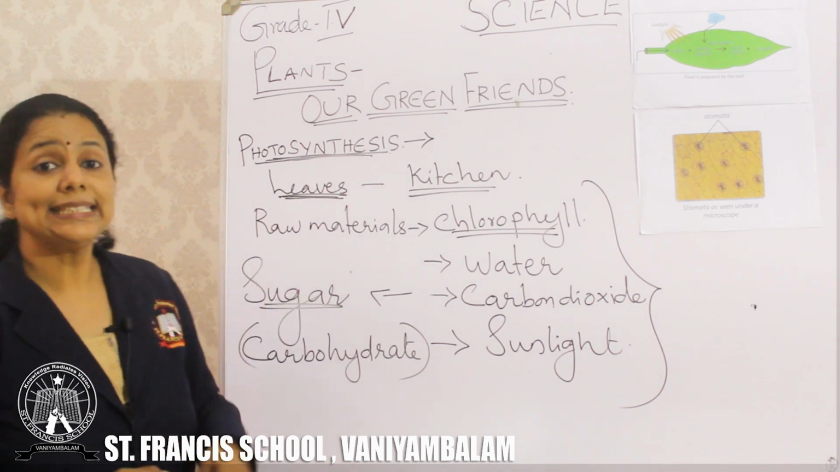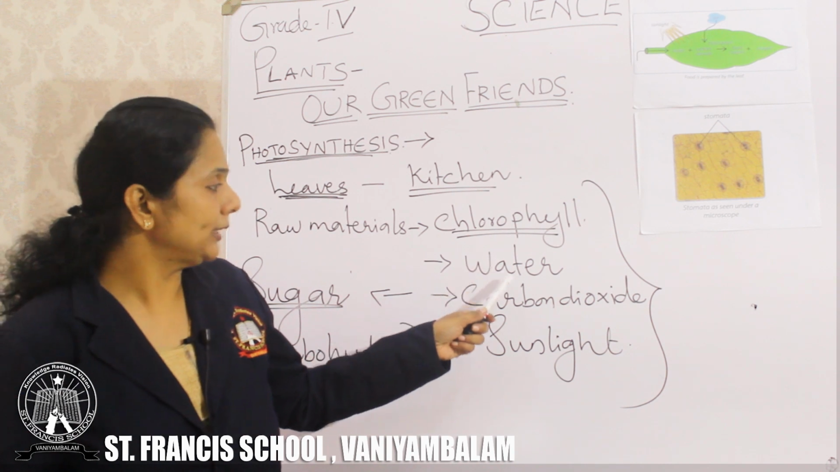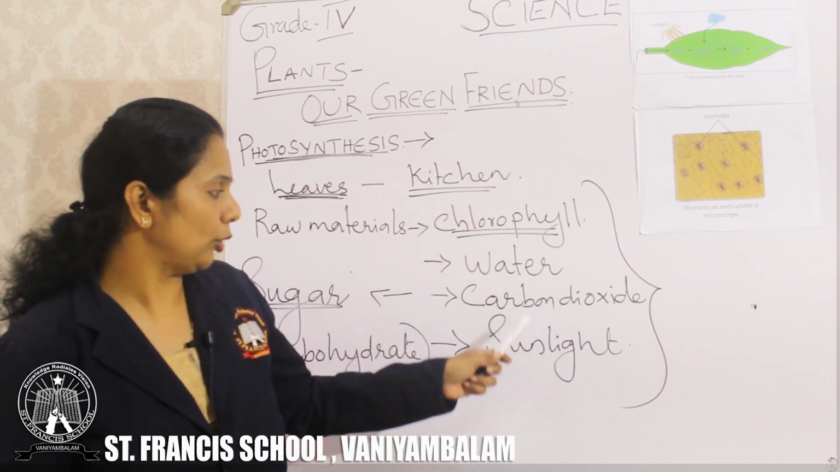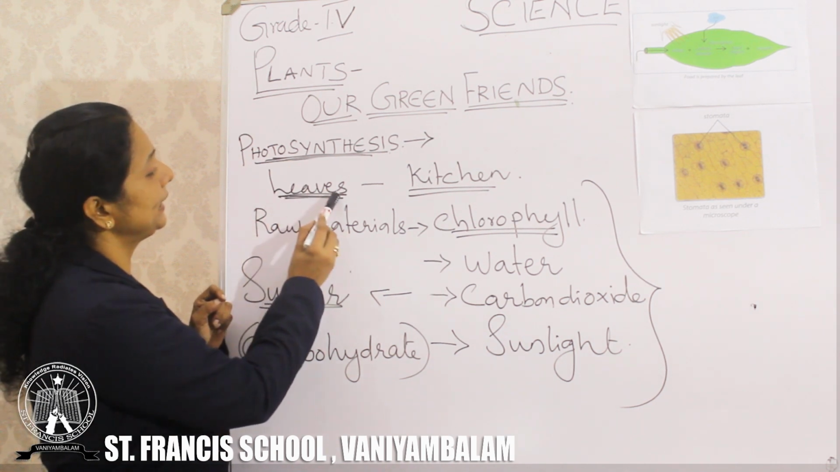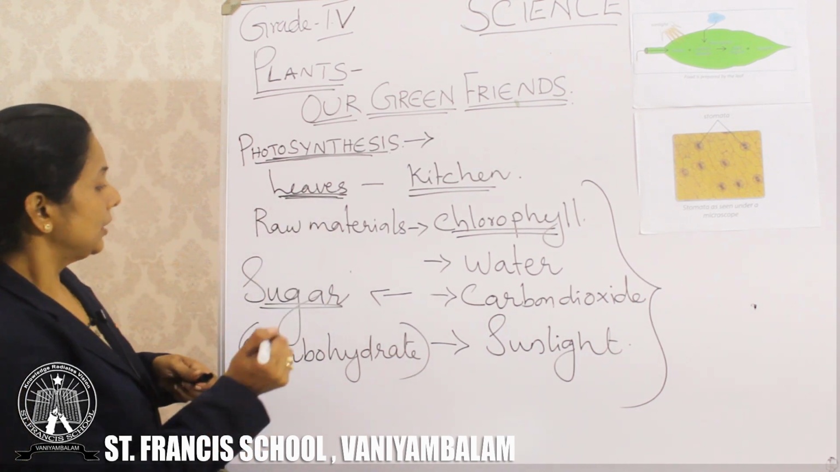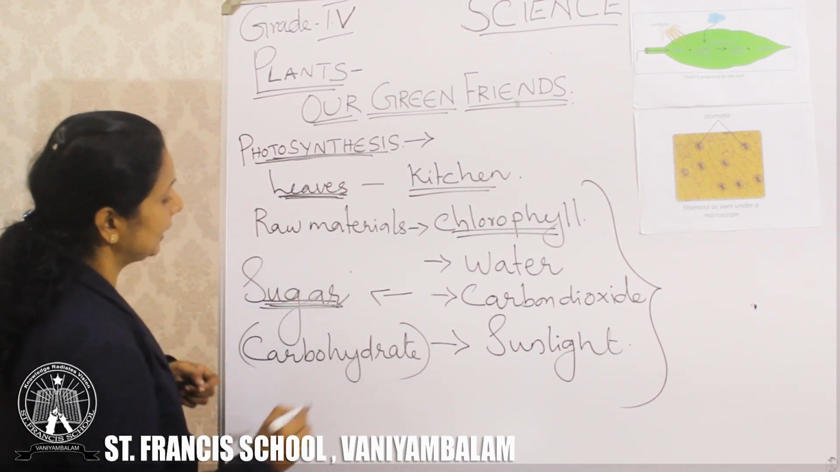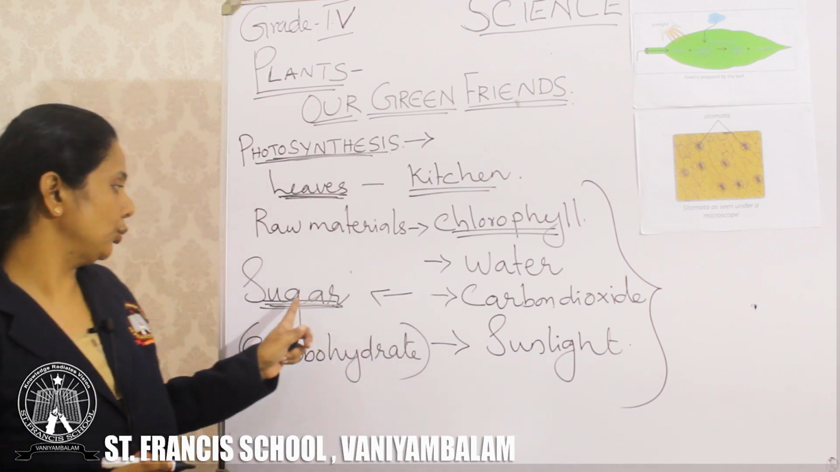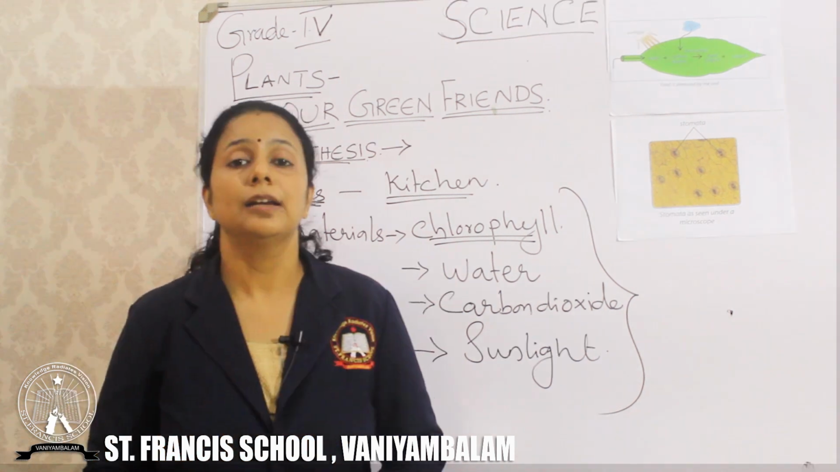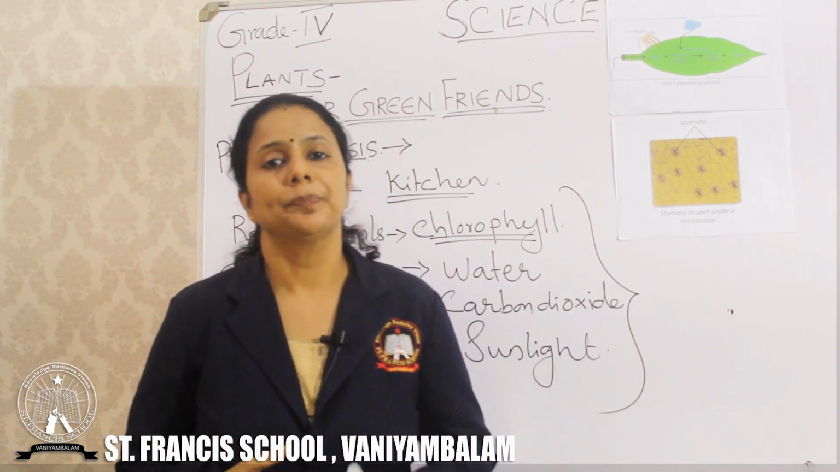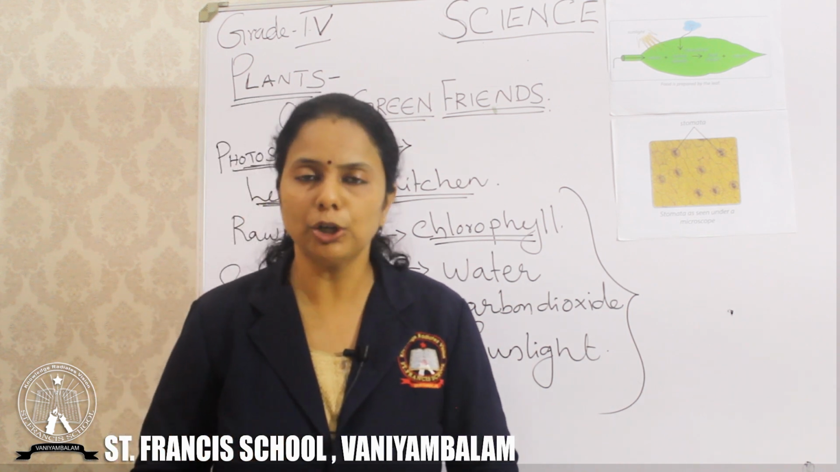So, photosynthesis is the process by which green plants make their food using water and carbon dioxide in the presence of chlorophyll and sunlight. And where is the food made? Food is prepared in the leaves of the plant. And what is the food being made? It is a type of sugar which is a carbohydrate. Okay. So, plants prepare sugar, that is their food. So, during photosynthesis, a sugar is made, that is the food which is prepared during photosynthesis.